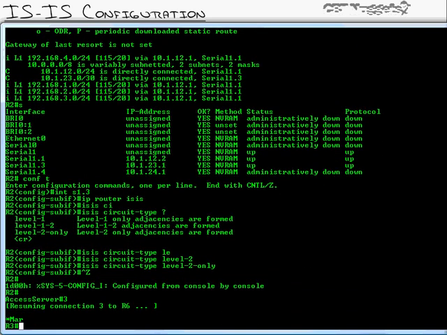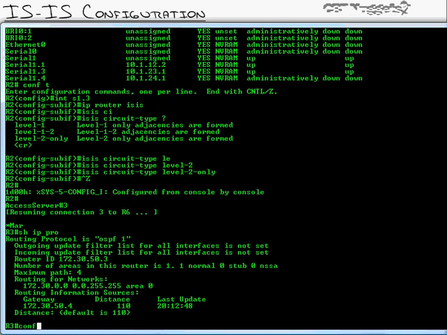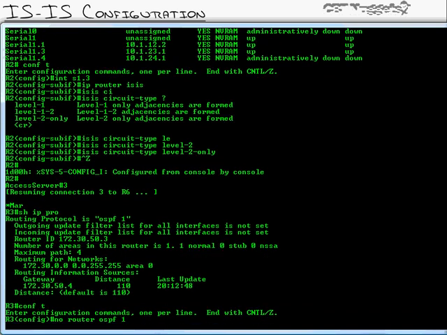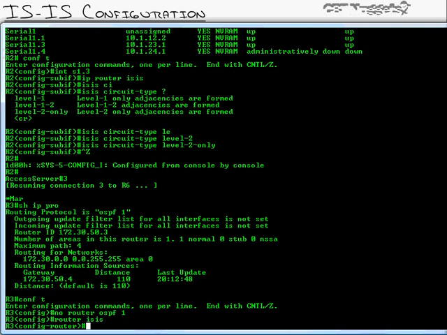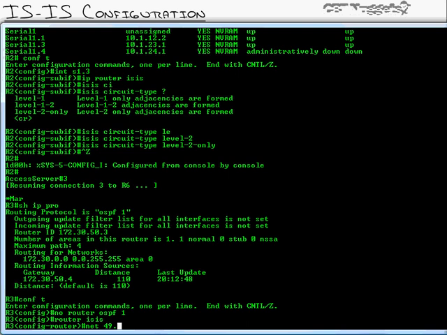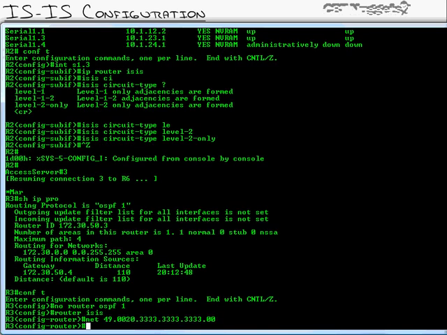Let's move up to router 3. Router 3, let me do a quick show IP protocol. Just want to make sure I've got all the OSPF. Oh, I'm glad I did. No router OSPF 1. Yank OSPF off of there. All right, I'll do router ISIS, no tag, and then I will type in net 49.0020 because it is area 20, .3333. Good. So we have the net configured there.